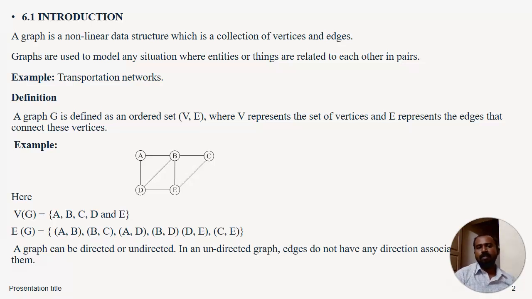Graph definitions. A graph G is defined as an ordered set of vertices and edges, where V represents the set of vertices and E represents the edges that connect these vertices. This is an example of vertices and edges connected in a graph. Vertices V of G means A, B, C, D and E. Edges of G means A,B; B,C; A,D; B,D; D,E; C,E. A graph can be directed or undirected. In an undirected graph, edges do not have any direction associated with them.